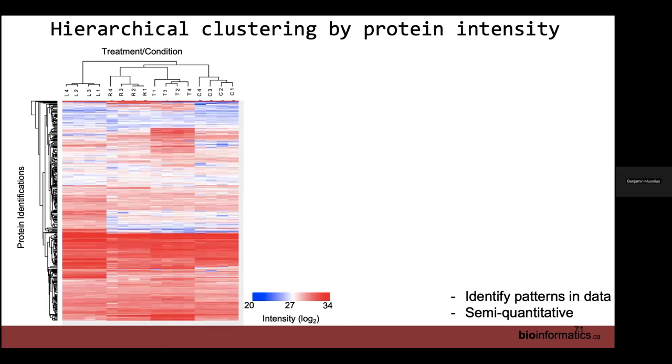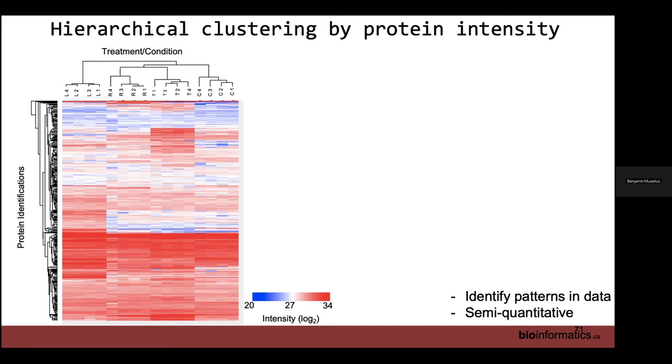These hierarchical clusterings are based on protein intensity. So you'll see that there's clustering on the side. These are the protein IDs. And then we have our treatment condition on top. Because it's not a column correlation, these are all of the proteins and their abundance is represented in this plot. So it's fairly semi-quantitative in the sense that you can see higher or lower, but there's no statistical comparison across any of your samples.